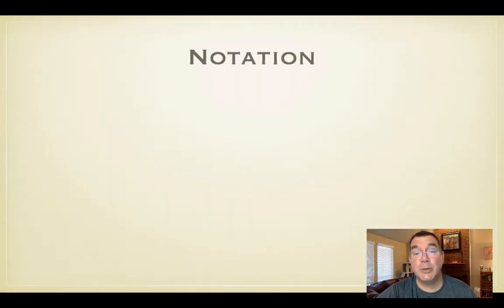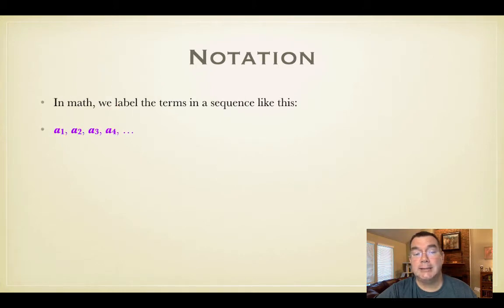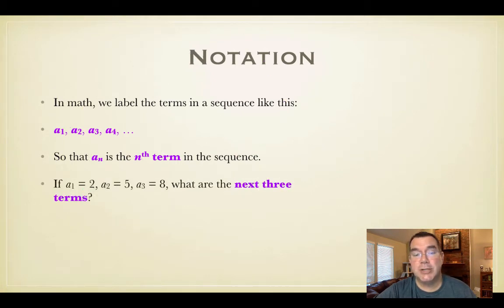So here's the notation that we use for sequences. I label the first term A1 and the second term A2, A3, A4, and those are the first four terms in that sequence, and those are the variables that I give those first four terms. So in general, An is going to be the nth term in that sequence. So that's the notation I'm going to use.